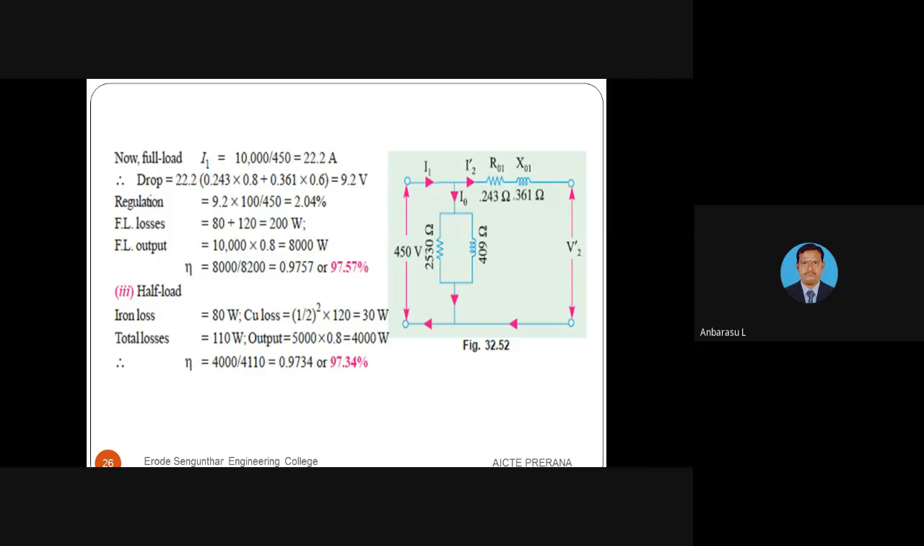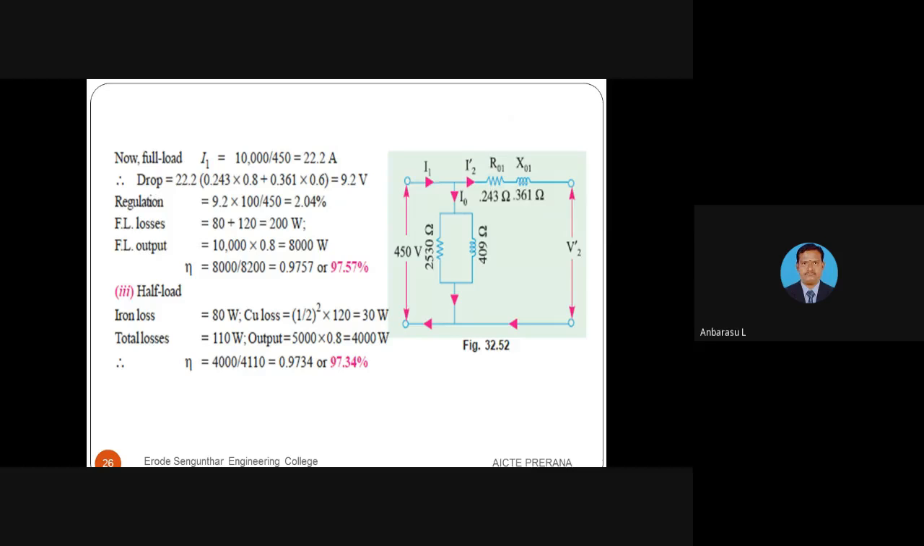The full load output equals 10,000 VA into 0.8, we get 8,000 watts, the output power. The efficiency equals output power divided by input power. Finally, we get 0.9757 or 97.57 percentage. That is output power divided by input power, or output power divided by output power plus losses. Here the efficiency value is above 95 percentage. Why? Because it has no rotational losses, only iron losses and copper losses.